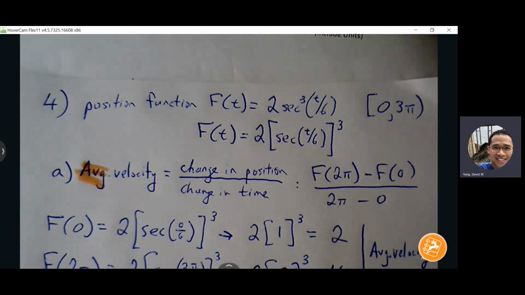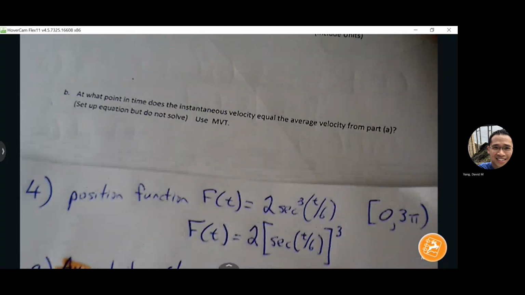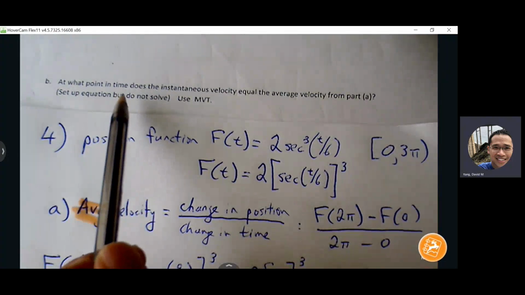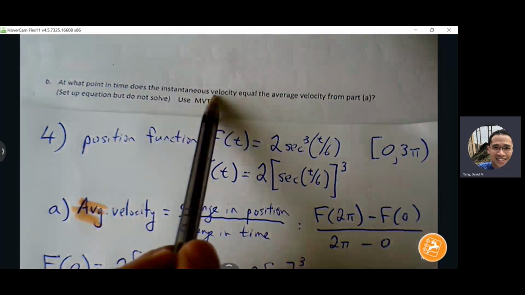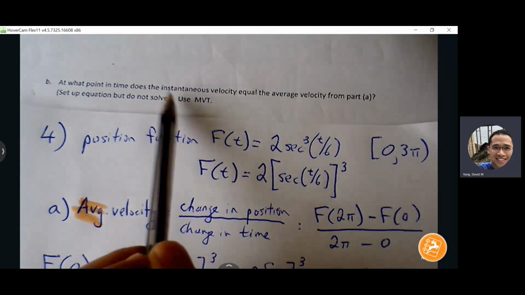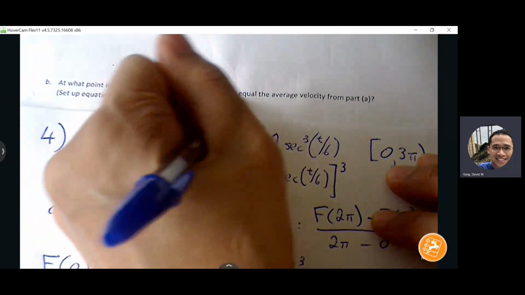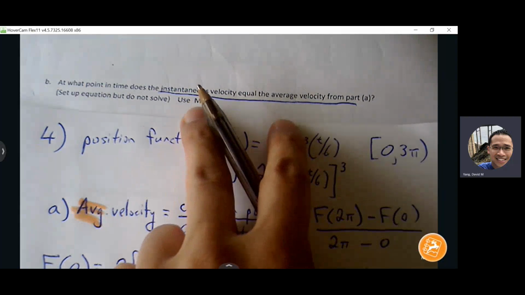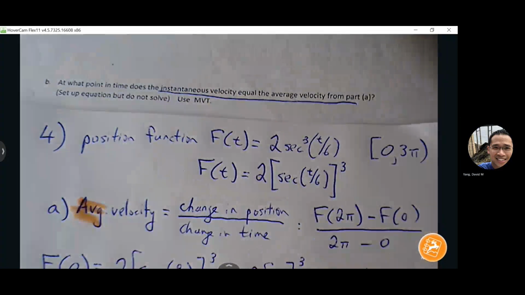All right, look at part B. At what point in time does the instantaneous velocity equal the average velocity? So we need to recognize this as basically rewording the definition of mean value theorem.